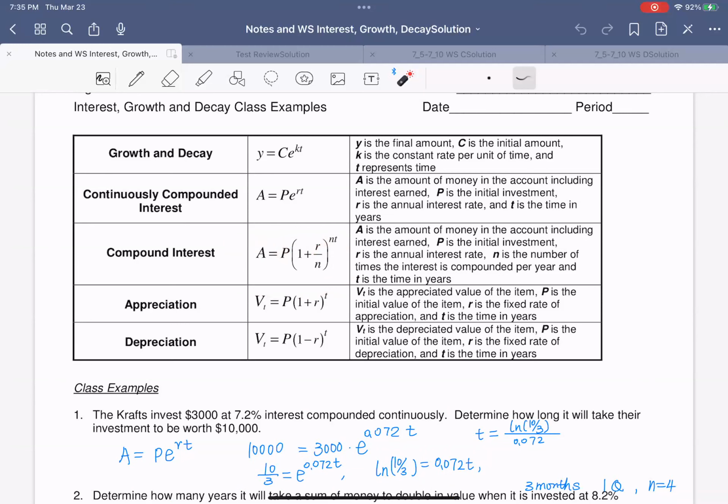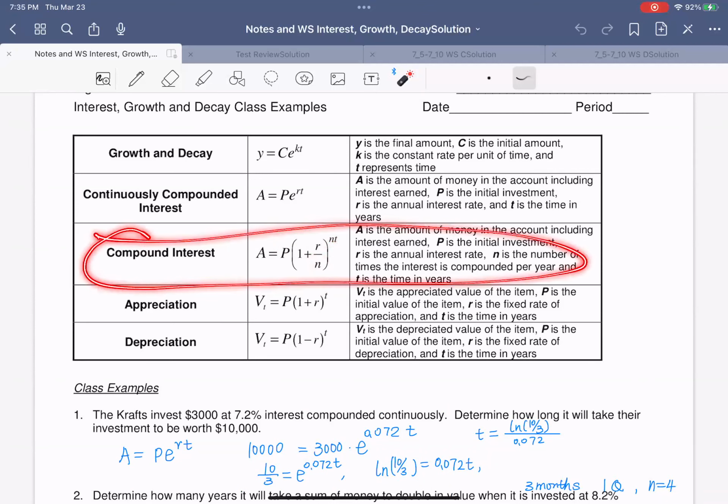This is the compound interest. If you have annual compound, that means 1 time a year, N is 1. You just do the T years. If it's quarterly, then you divide by 4, and here 4. If you have semi-annually, you divide by 2, and then you put 2 here. If it's monthly, you put 12 here.